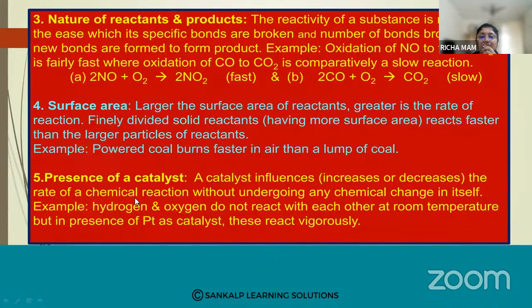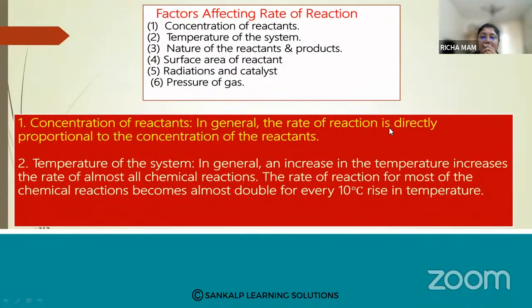Then temperature. What happens to the temperature? With increase in the temperature, the rate of the reaction also increases. For almost all chemical reactions, the rate becomes almost double for every 10-degree rise in temperature. So for every 10-degree rise in temperature, the rate of the reaction goes on doubling. So this is the effect of temperature.